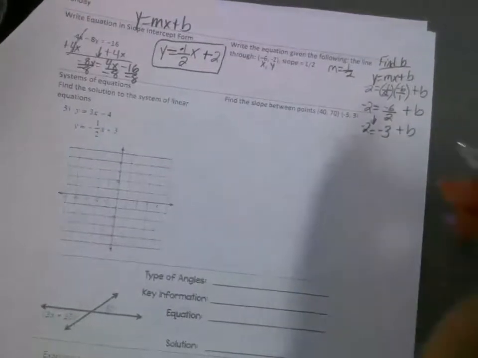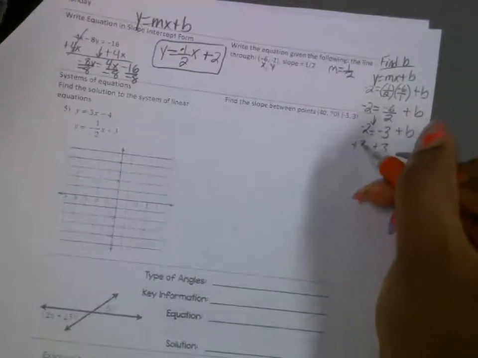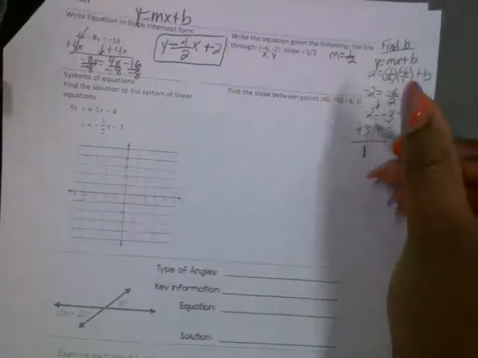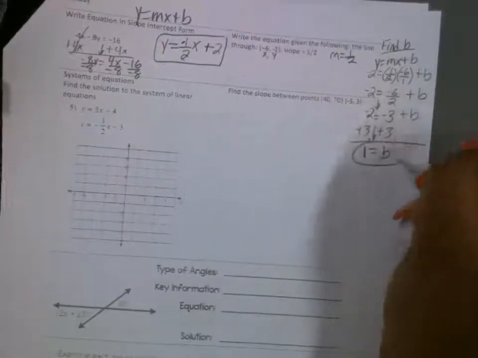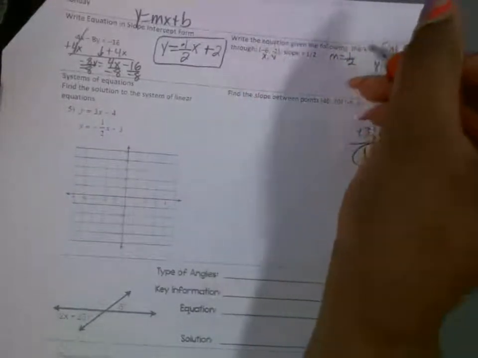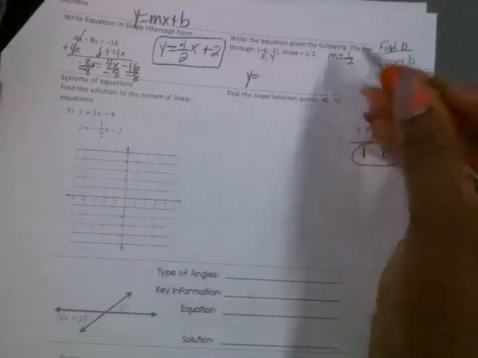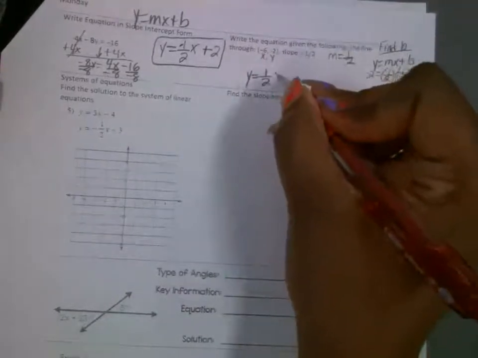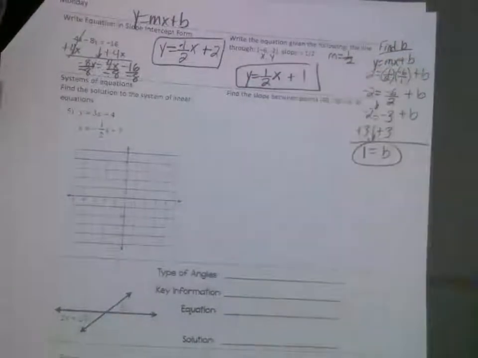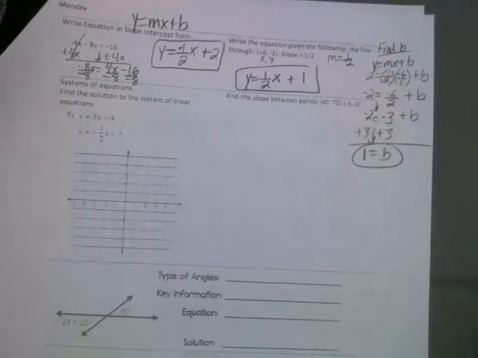Okay? To get b by itself, get rid of the negative 3 by adding 3 on both sides. Negative 2 plus 3 is going to give you a positive 1. So b is positive 1. So this is going to be y equals mx plus b. You have your m, you have your b. Y is equal to m, which is 1/2, x plus b, which is 1. So that's my equation written in slope-intercept form.